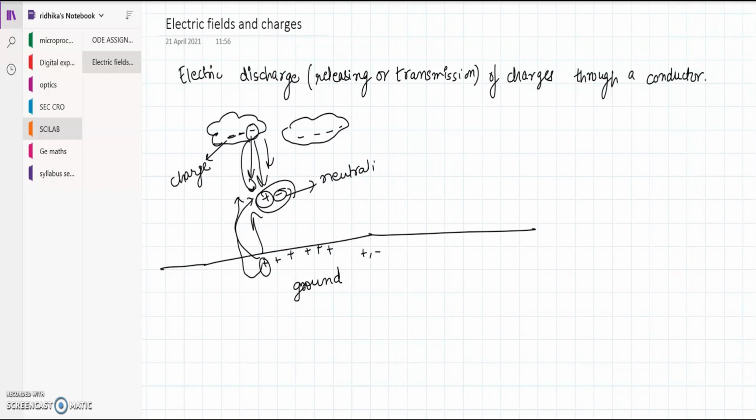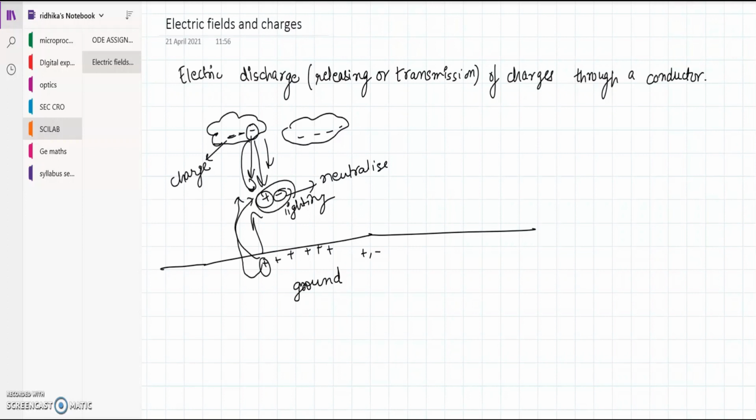They neutralize, and the effect is seen in the sky as a light that is known as lightning. Many such charges combine and give rise to lightning. So we must have heard of these small experiments we have studied in the books as well, and we are going to take such experiments.